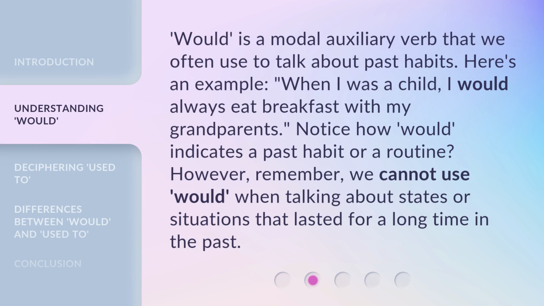Would is a modal auxiliary verb that we often use to talk about past habits. Here's an example. When I was a child, I would always eat breakfast with my grandparents. Notice how would indicates a past habit or a routine. However, remember, we cannot use would when talking about states or situations that lasted for a long time in the past.